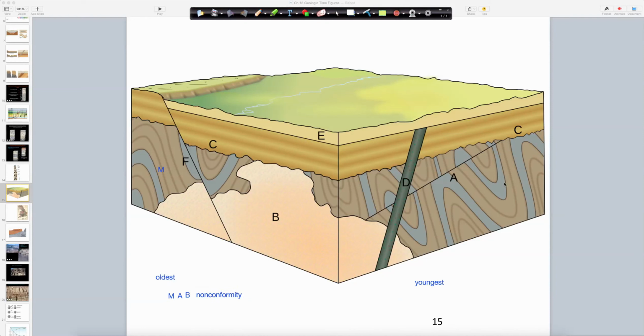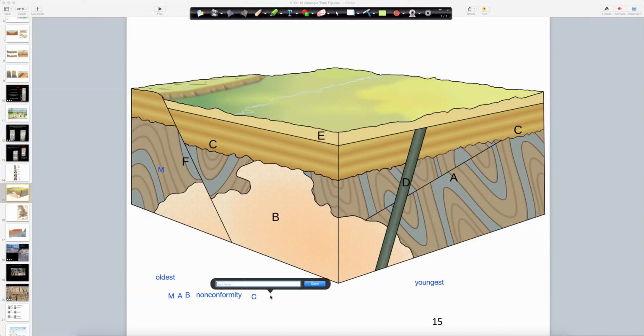It's a nonconformity because you have metamorphic rocks on the bottom and sedimentary rocks on top. The reason that D and F are younger than the unconformity is, for one, they're cutting across the unconformity, using the principle of cross-cutting relationships, and they go up higher. So then the next layer is going to be C, because it's the next one above the nonconformity, and F and D are cutting across it.